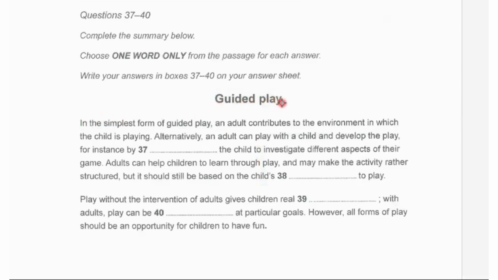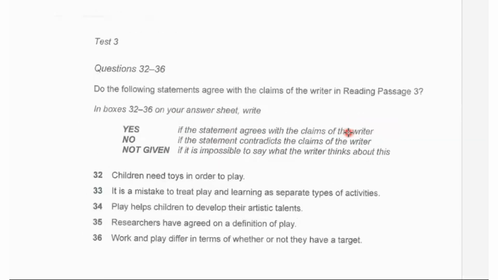Guided play. That is the title of this summary. In the simplest form of guided play, an adult contributes to the environment in which the child is playing. Alternatively, an adult can play with a child and develop the play. For instance, by dash the child to investigate different aspects of their game. Okay, so let me search for guided play. That's my main keyword here. Guided play and environment.